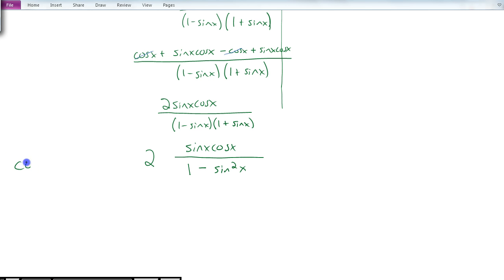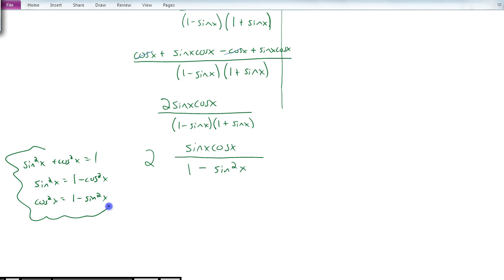There's an identity that says that the sine squared x plus cosine squared x always equals 1. That means that sine squared x is equal to 1 minus cosine squared x. And it also means that cosine squared x is always equal to 1 minus sine squared x. So those three things are the same, and they're always true. These are one of the Pythagorean identities.